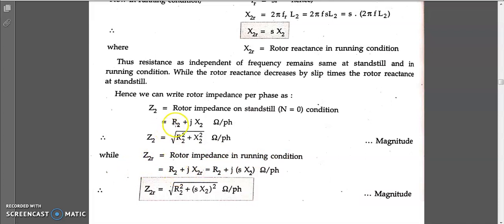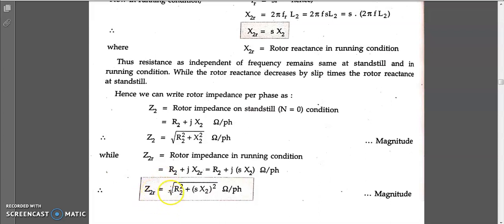The similar thing happens. As I said, the rotor resistance will not change its value; it remains the same whether it is at standstill or running. So R2 will remain R2 itself even though it is running, but X2 will change. You can see it is X2R, not X2, because its value will always change as per the formula.